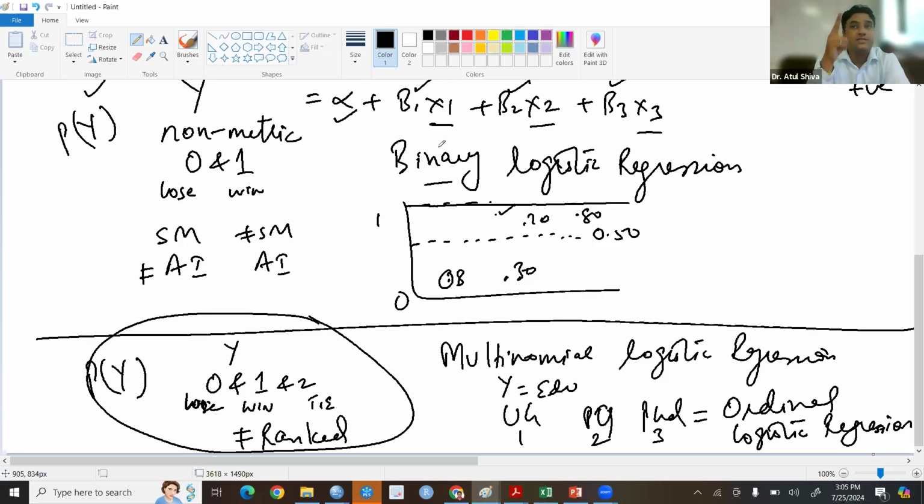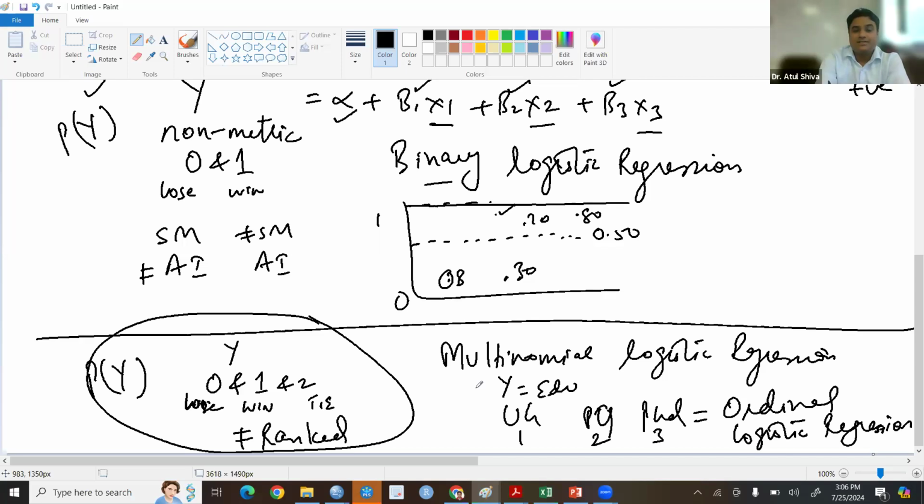So the options are only two. There are only two options: win, lose, live, die, I can predict. Winning and losing are independent. But if there are more than two options, then I can investigate the same, but with multinomial logistic regression. But if I can rank them also, then ordinal logistic regression.